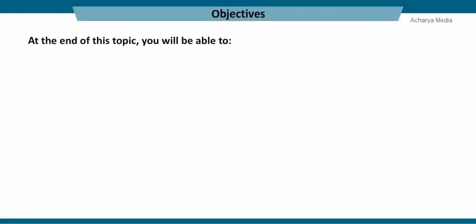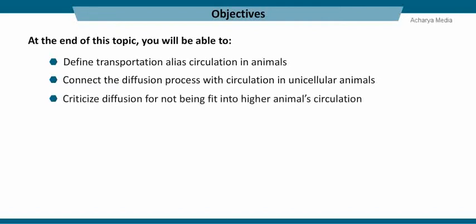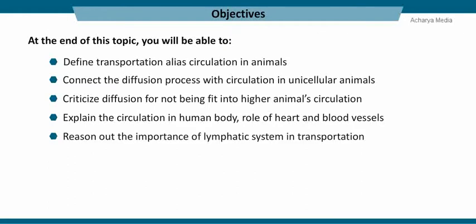At the end of this topic, you will be able to define transportation, analyze circulation in animals, connect the diffusion process with circulation in unicellular animals, criticize diffusion for not being fit into higher animals' circulation, explain the circulation in the human body, the role of heart and blood vessels, and reason out the importance of lymphatic system in transportation.